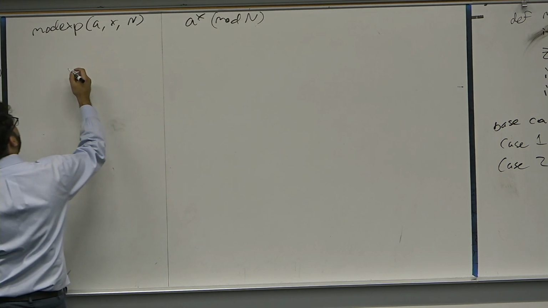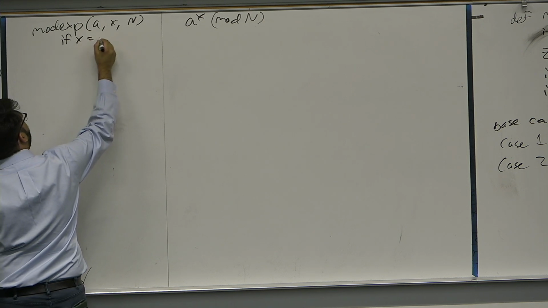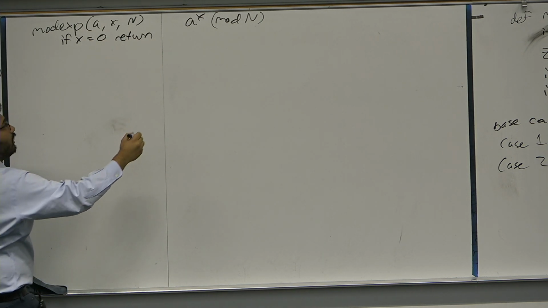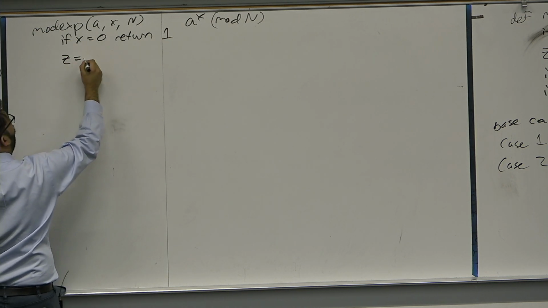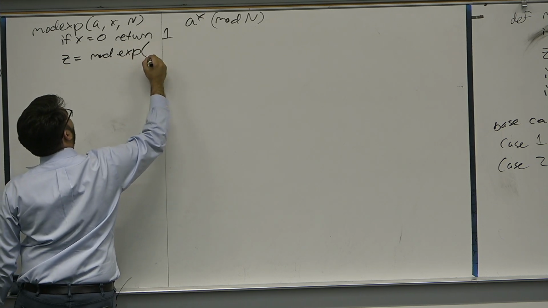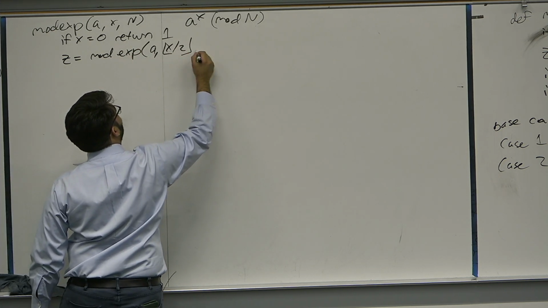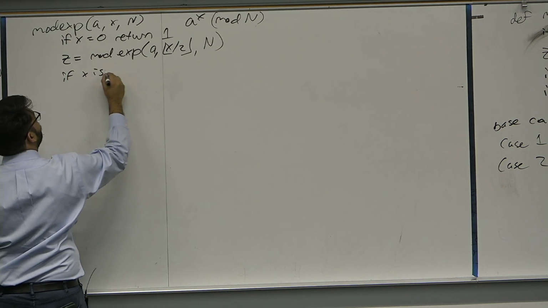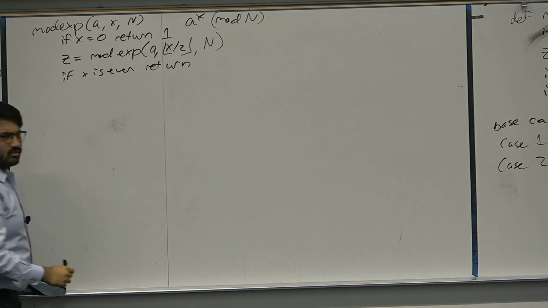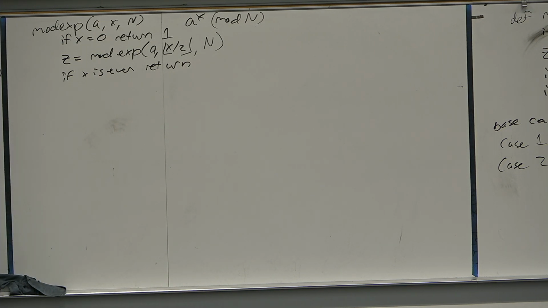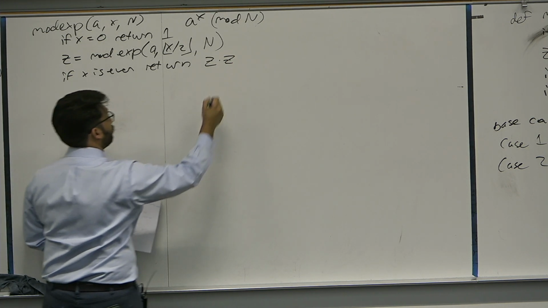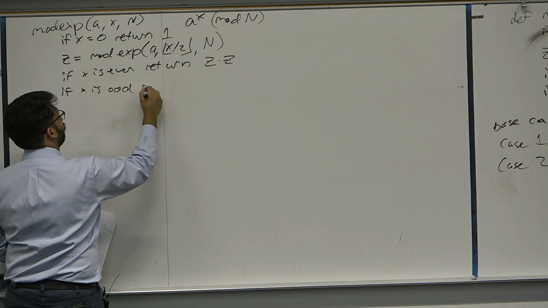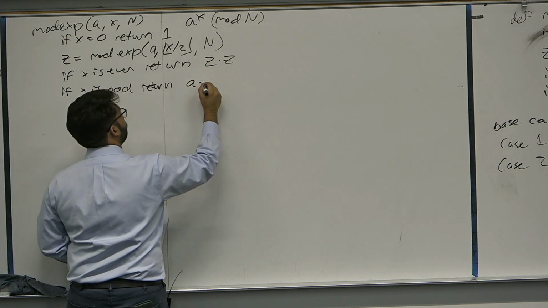It's not too hard. What we do is we do recursion upon x. If x is equal to 0, what should we return? Yeah. Okay. Let's say z takes on mod exp of a, and let's say the floor of x over 2, and let's say n, right? If x is even, what should we return here? Almost. We have a z, right? It's a subproblem. I'll tell you, z times z. If x is odd, return a times z, right?